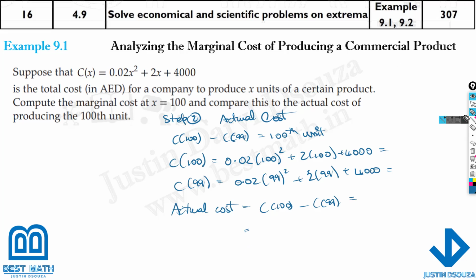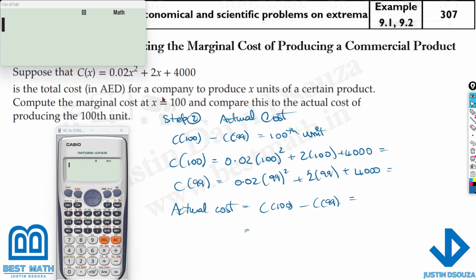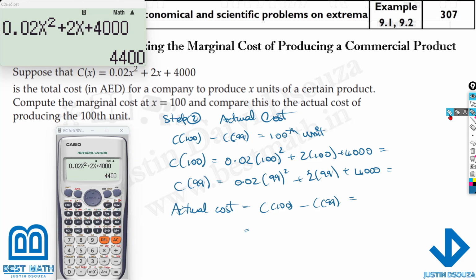So let's use our calculators and solve it. Here, instead of typing this out with 100 and 99 each time, you just need to type the given equation, that is 0.02x squared plus 2x plus 4000. Now just calculate at any given value. What do we need? Calculate it at 100. Sorry, it's not 200, it's 100, and the answer is 4400.